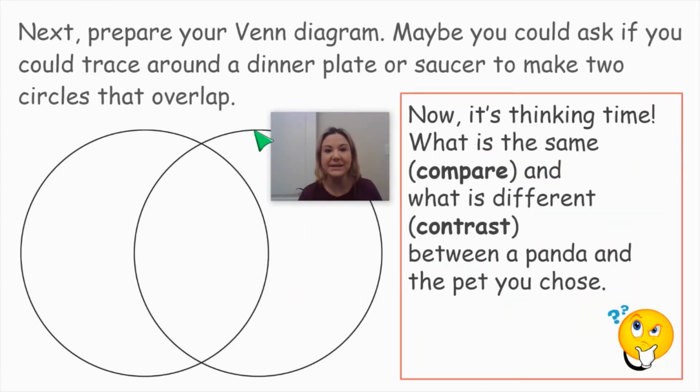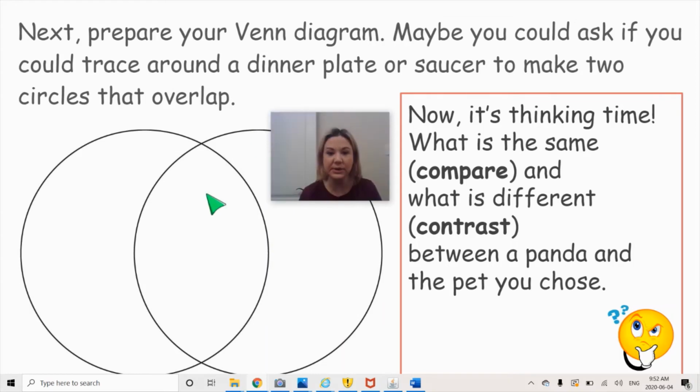Next, prepare your Venn diagram. What I suggest is maybe ask your parents if you could trace 2 dinner plates, because most dinner plates are shaped like circles, to make the 2 circles. Now, your 2 circles aren't going to be side by side. They have to cross. Now it's time to think about what you can compare, so what's the same, and what you can contrast, what's different between a panda bear and the pet that you chose.